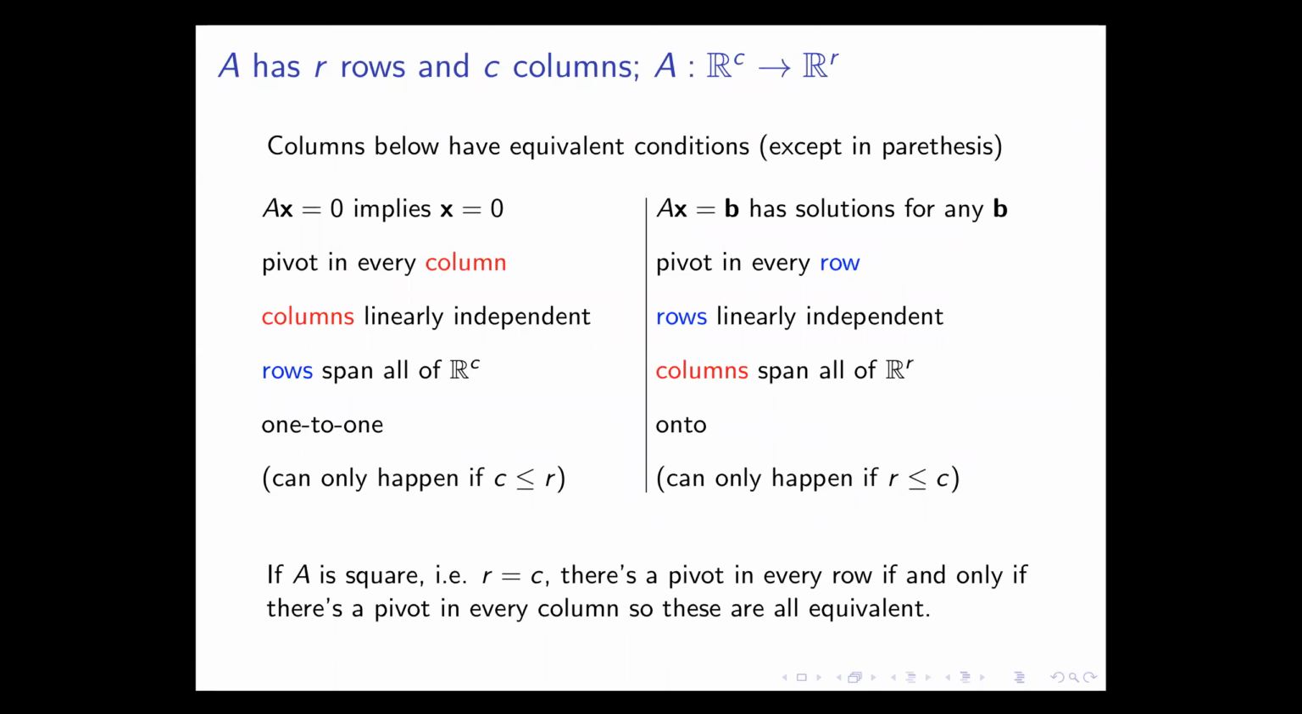Okay, so here's again the summary from earlier. We can look at this again. Remember, if x equals 0 is the only solution of the homogeneous equation, then it has to be a one-to-one map. And if x is a solution of the inhomogeneous equation for any value of b, it has to be an onto map.